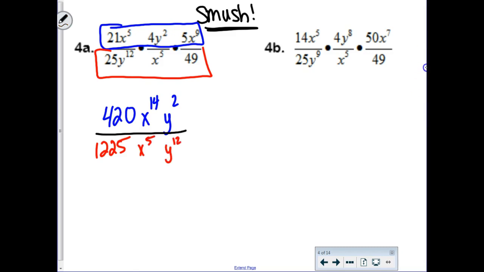And now we really have to think way back when we used to simplify these. We would look at our coefficients, and we would reduce this fraction. Since we have a calculator, I'm just going to math enter that.